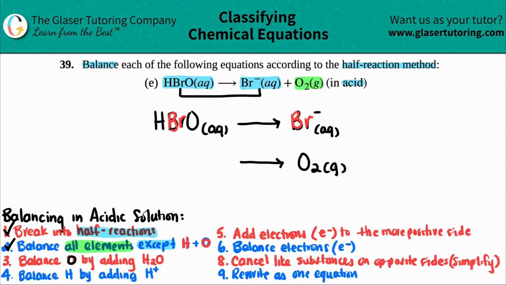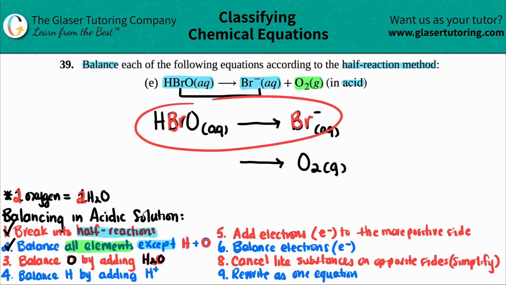Now we're going to balance the oxygen by adding H2O. And just know that it's oxygen before hydrogen, okay? So always balance oxygen first. And a quick thing here: if you need to add one oxygen on one side of the equation, you will always add it in terms of one H2O. So if you needed to add two oxygens on one side, you'll add two H2Os. 3 oxygens, 3 H2Os.